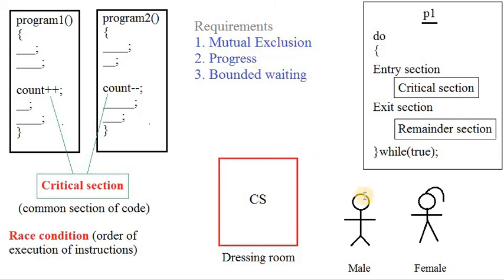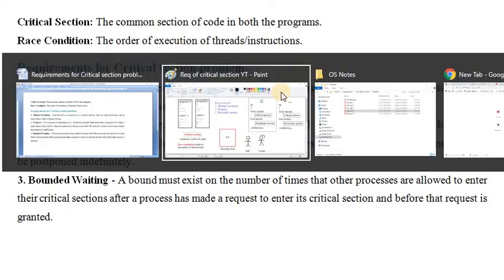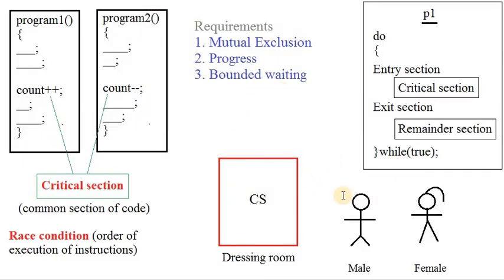So in this mutual exclusion, what is mutual exclusion? See that if process Pi is executing in its critical section, then no other process can be executing in their critical section. If one is executing in CS, the other one would not be allowed, right? So see what is happening here. Suppose the male is there inside the critical section, right?